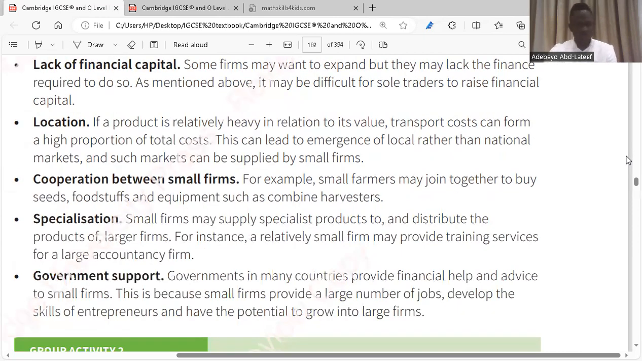The next one is location. When talking about location, they said if a product is relatively heavy in relation to its value, transport costs can form a high proportion of total cost. This can lead to the emergence of local rather than national markets, and such markets can be supplied by small firms. If the products are so heavy, that means you have to spend so much on transport to take them from one location to another.